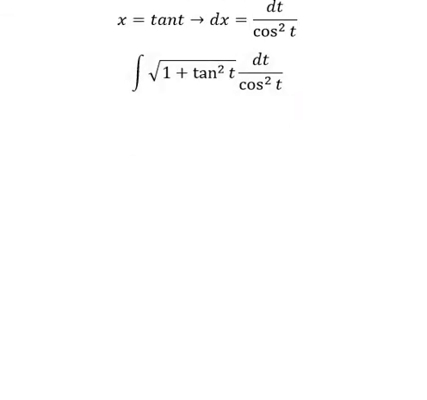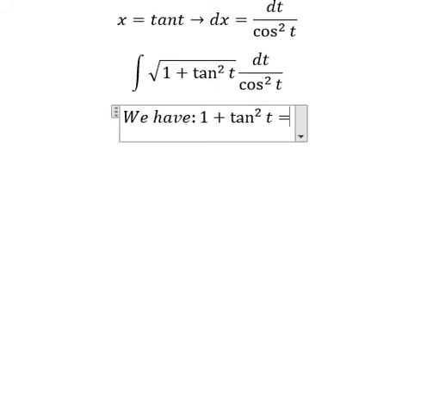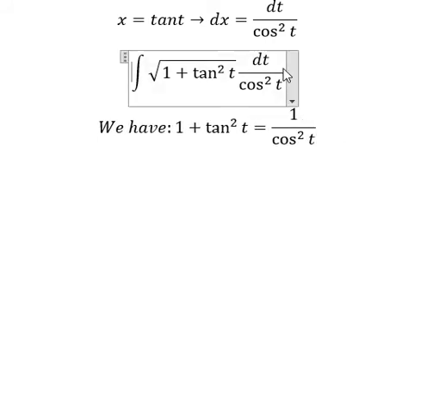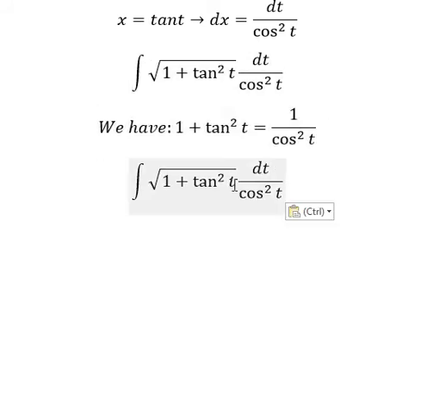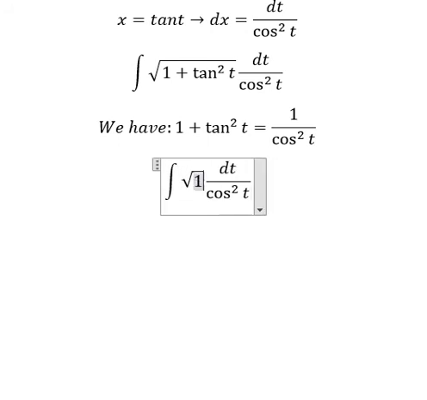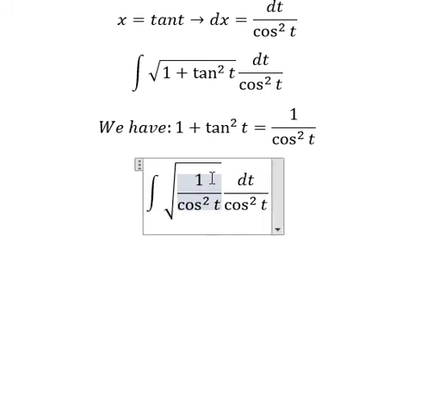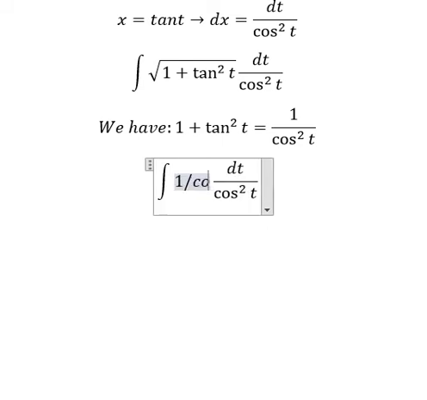Next we have 1 plus tan t square equal to 1 over cosine t square, and we change this one. The square root of 1 over cosine t square, you got 1 over cosine t. Cosine t multiplied with cosine t square, you got cosine t to the power of 3.